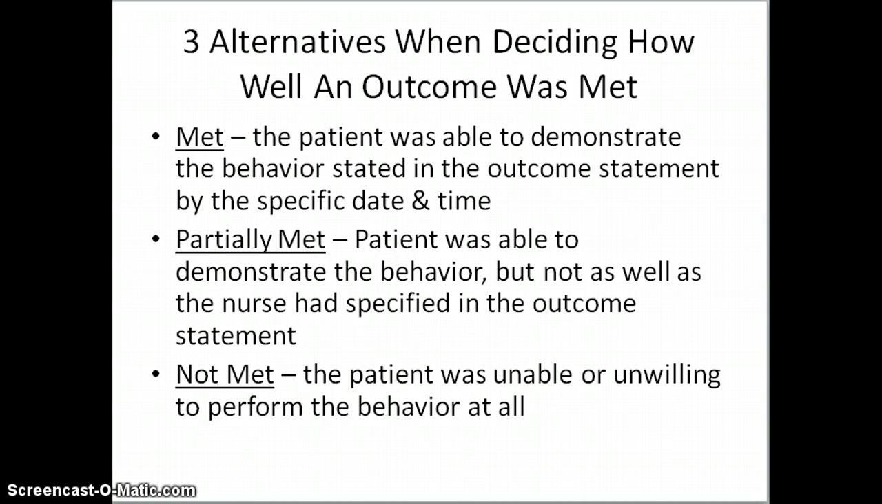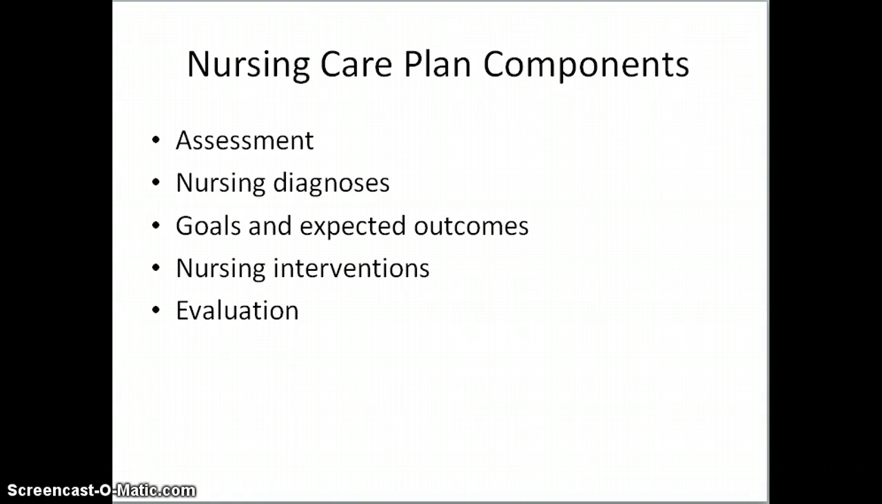There are 3 alternatives when deciding how well an outcome was met. The patient was able to demonstrate the behavior fully, then it was met. If they could only walk 50 feet in the hall when we had projected that they would walk 100, it was partially met because they did part of it, and then not met at all. Maybe the patient was not willing or unable to perform that.